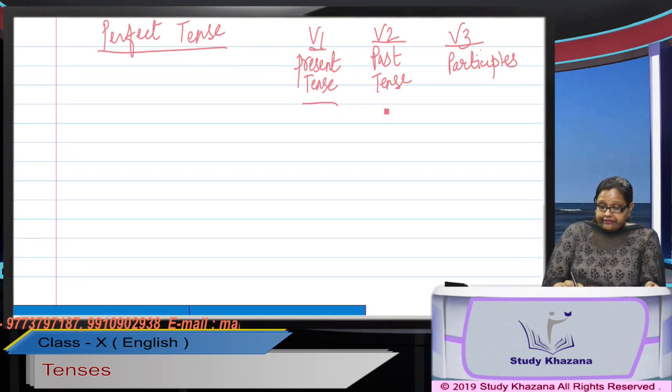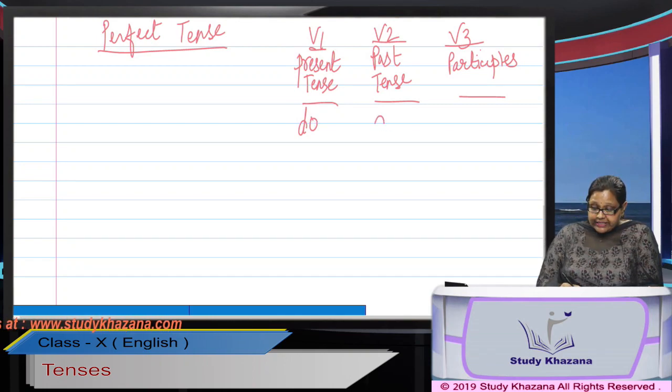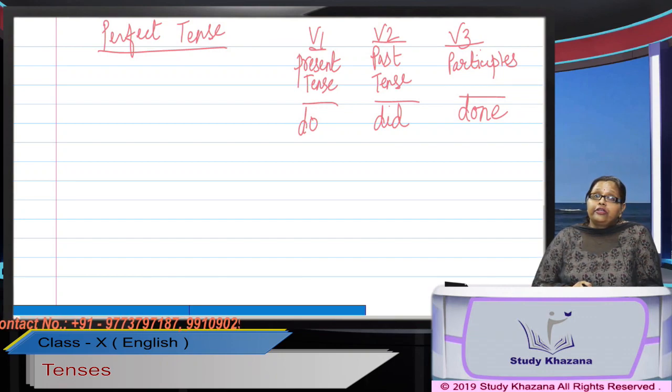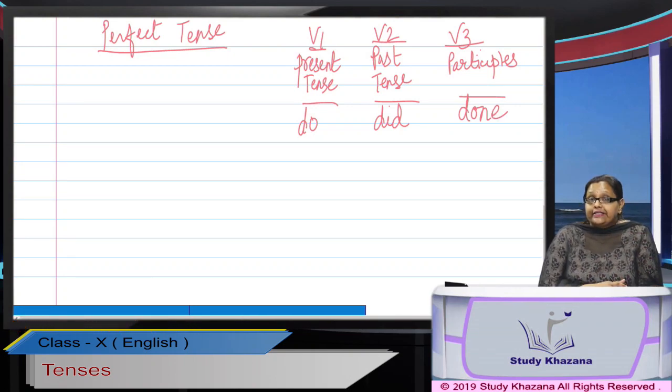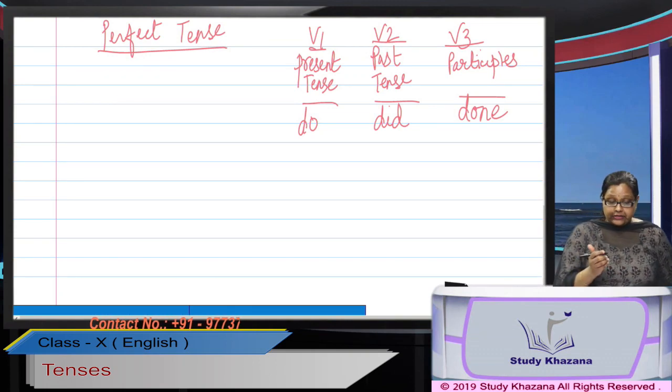So for example, if I take the verb do, the present tense of do is do. In past tense it becomes did, and in participle form it is done. Okay. So do, the present form, the V1 form we will use in the simple present tense. Then the did form, the second form, the V2 form we use in simple past, and the participles we are going to use in the perfect tense. Now let me give you an example using the same verb in three different sentences.